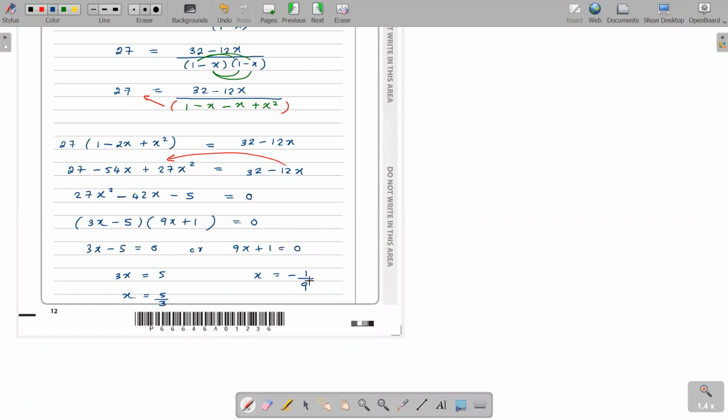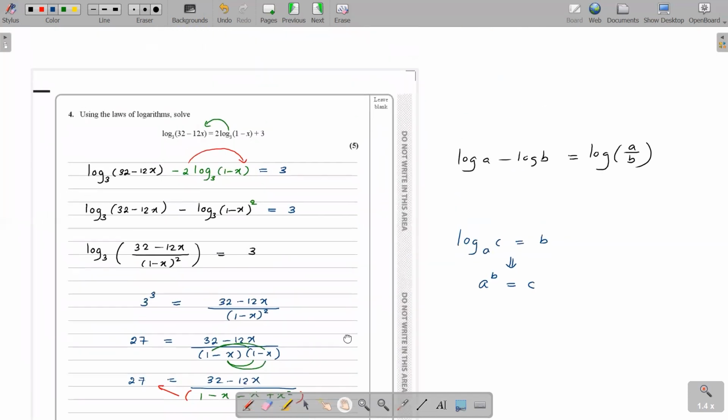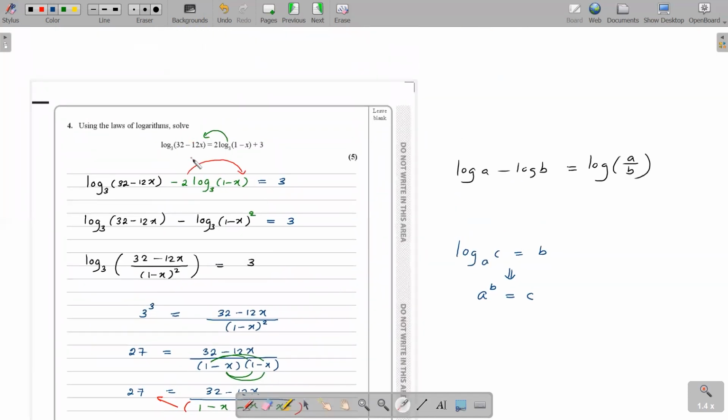Shall I write it immediately? So we get two answers. However, even though you get two answers, many of you would finish the sum at this point. But it is not actually over. It's not actually over because you need to take these two x values, go back to your sum, and there's a certain rule in logarithm.